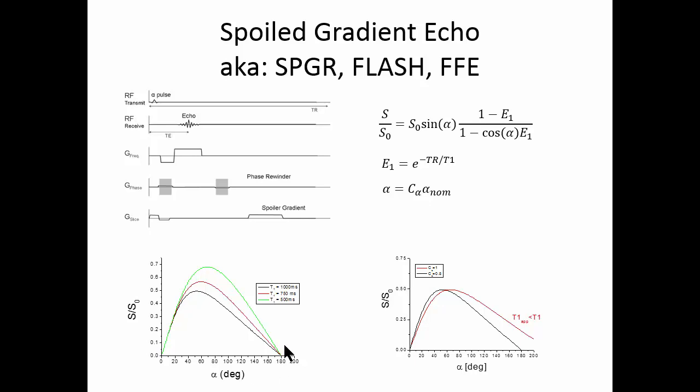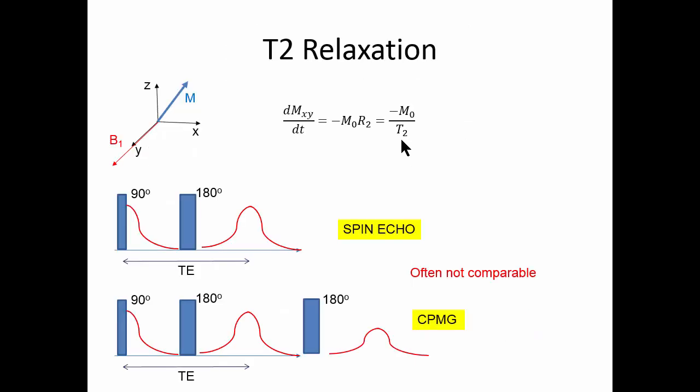There are many methods to assess B1, but I strongly would argue that if you are interested in quantitative measure of T1 relaxation, you really need to do B1 mapping first.